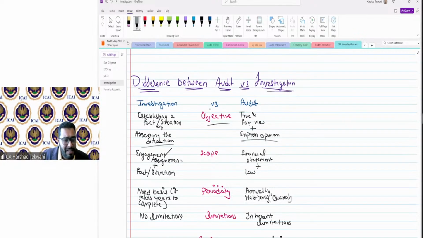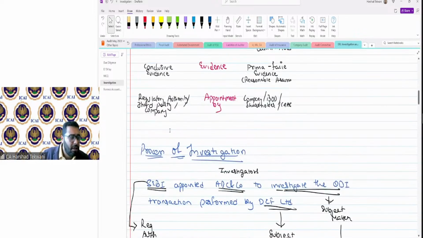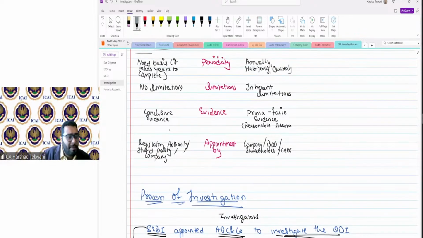The scope in the case of audit is a financial statement, and it is decided by the law. Engagement in the case of an investigation is based on an assignment, or a fact or situation which is required to be investigated. Again, on periodicity, an investigation basically takes years to complete, so it is not a single-year job. But in the case of audit, it can be annual, half-yearly, or quarterly.